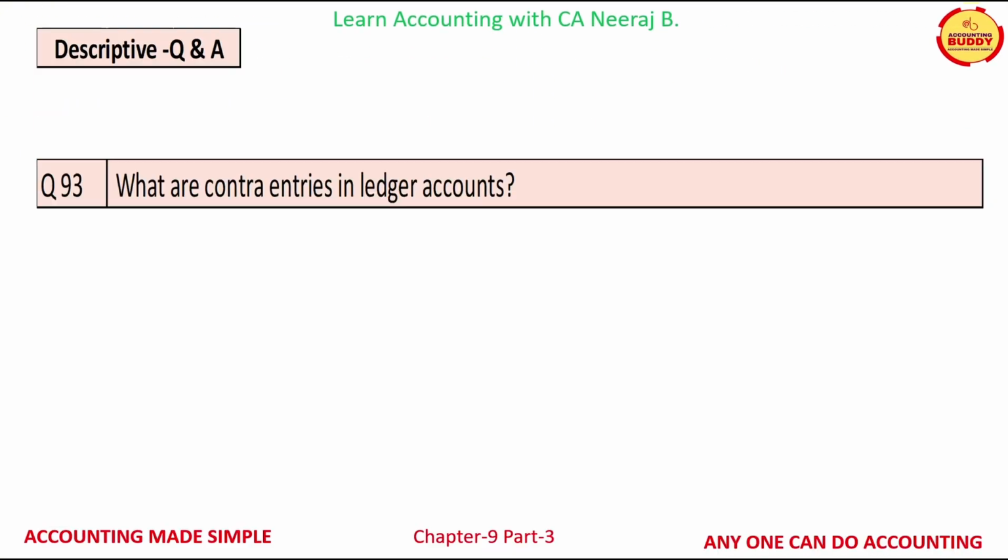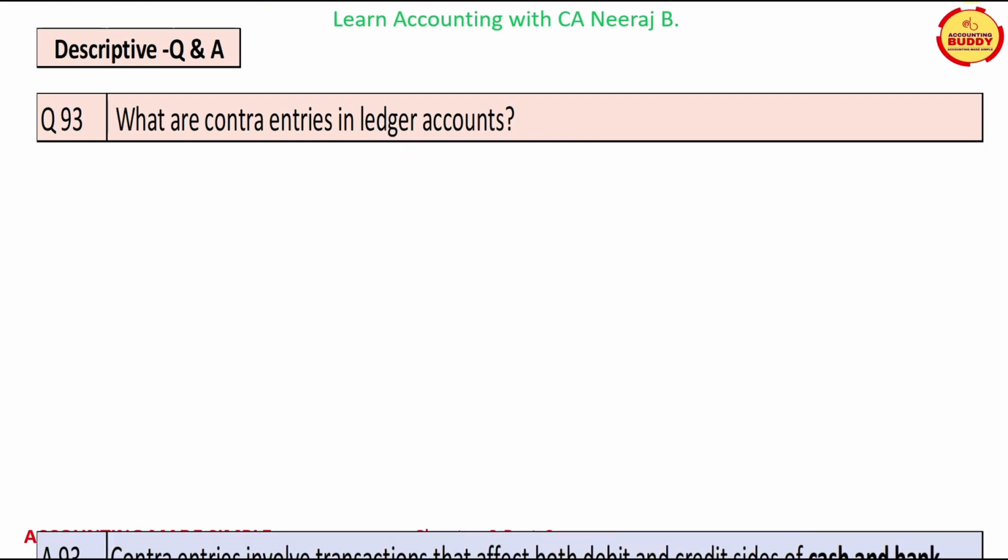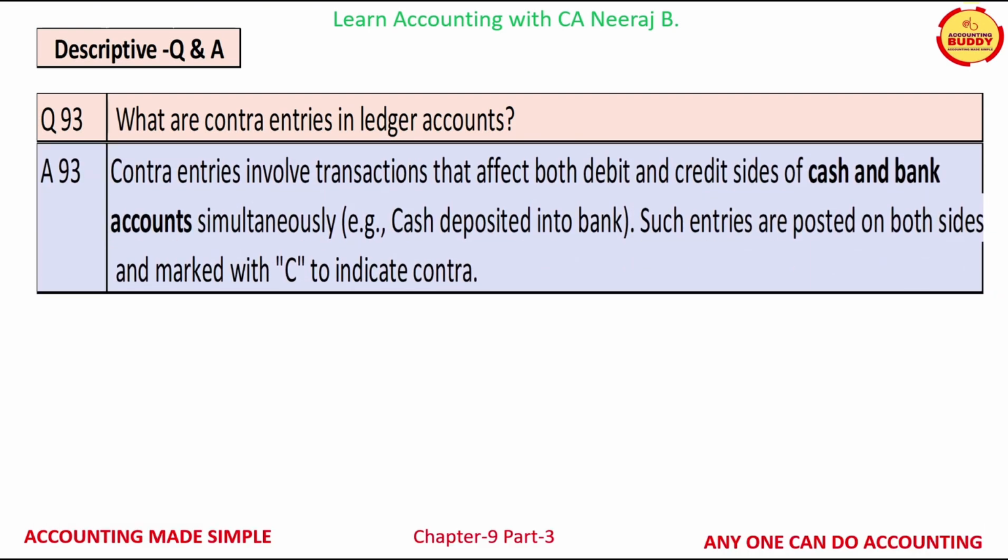Question number 93 is what are contra entries in ledger accounts? And the answer is contra entries involve transactions that affect both debit and credit sides of the cash and bank accounts simultaneously. For example, cash deposited into bank is a contra entry. Such entries are posted on both the sides and are marked with the letter C to indicate contra entries.